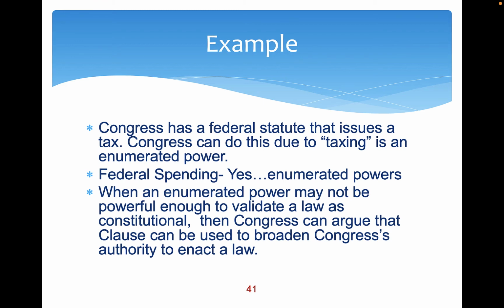Say Congress has a federal statute that issues a tax. Congress can do this because taxing is considered an enumerated power. Federal spending, yes, that's an enumerated power. When an enumerated power may not be enough to validate a law as constitutional, then Congress can argue that they need to use the clause in order to broaden Congress's authority to enact that law. And we're going to look at a real-world example in a little bit.